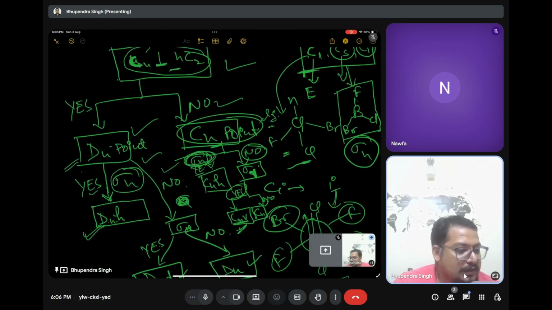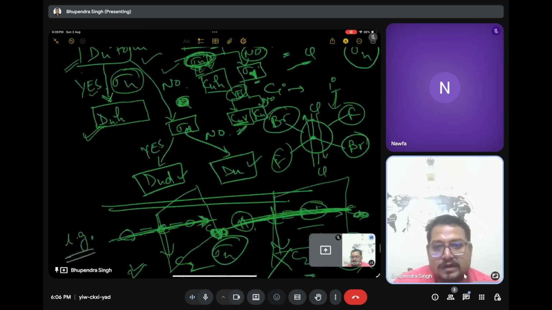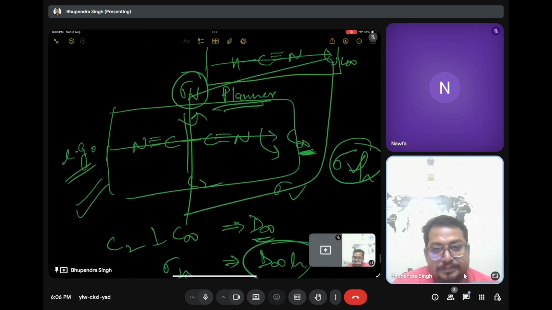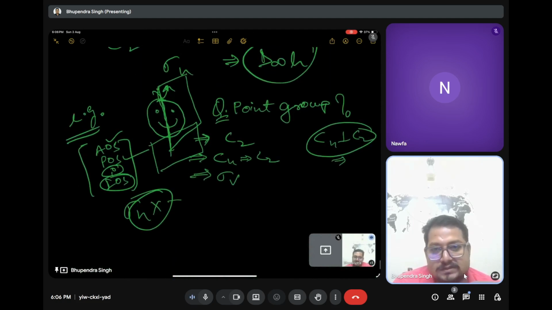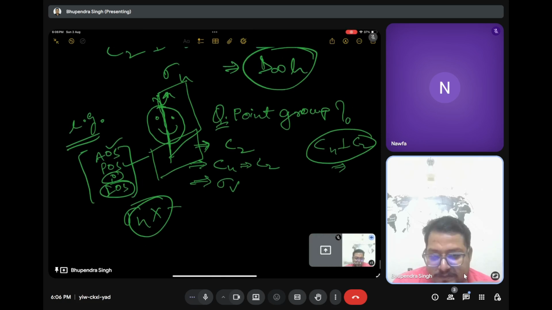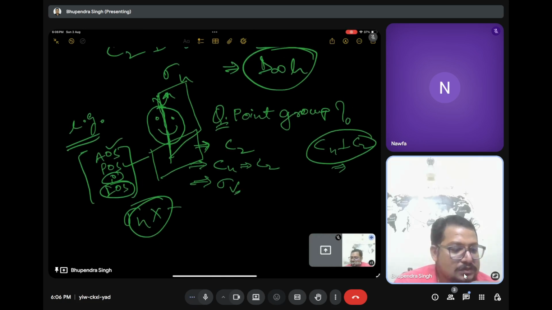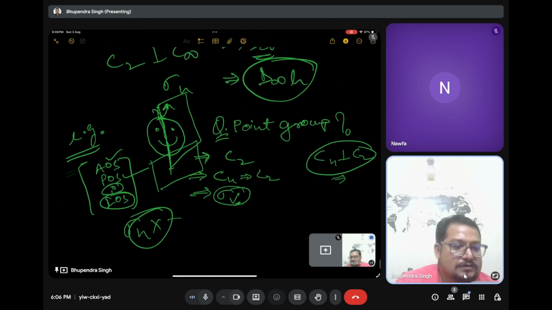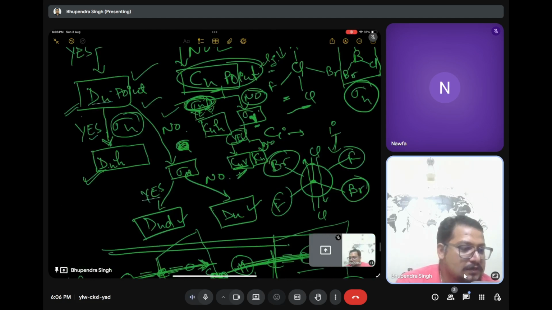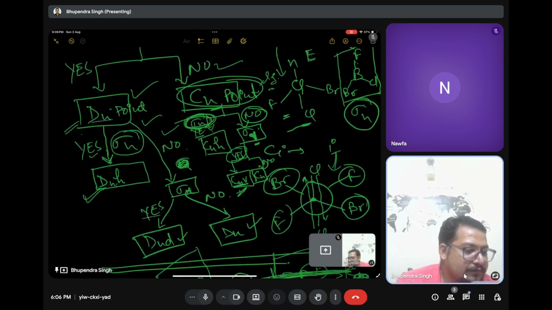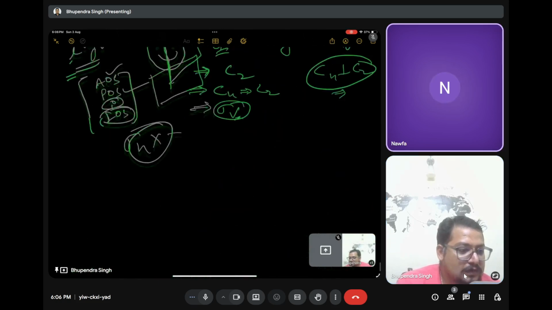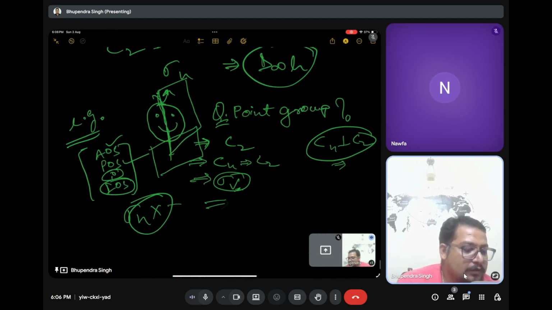That is why we are trying to find the sigma v, like what are the planes which are containing the principal axis of rotation. So for C2, this sigma v is present. If sigma v is present, according to our flow chart, if this is yes, what will be the point group? CnV. So the point group will be C2V. This will be your point group.